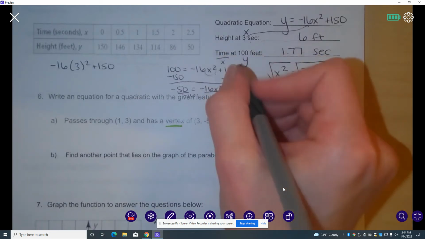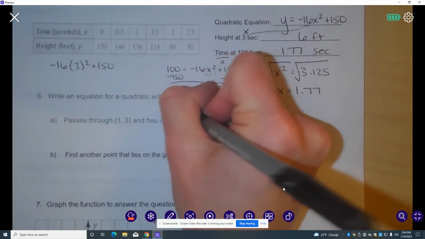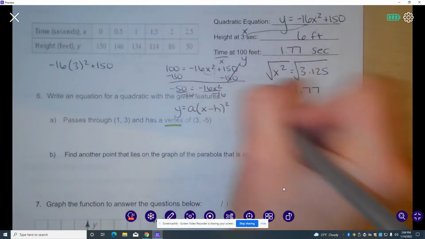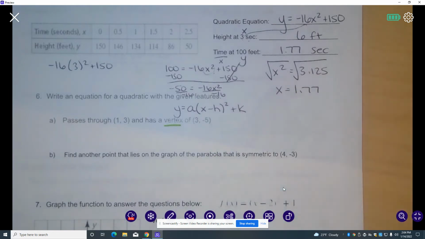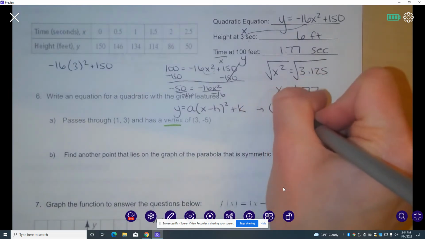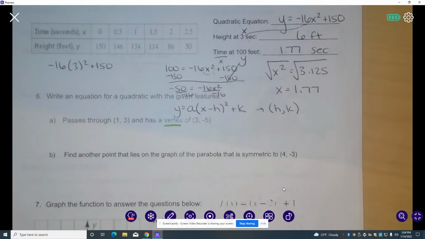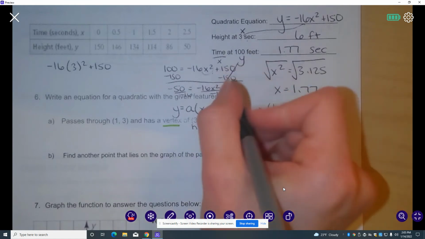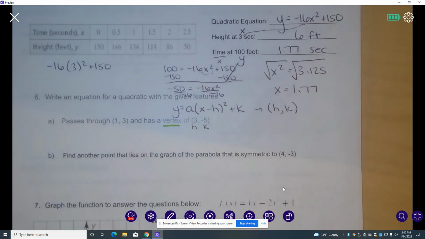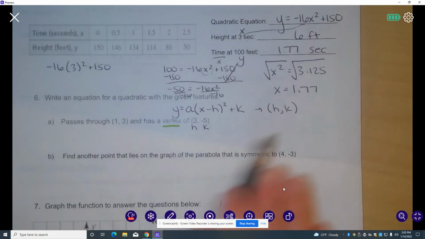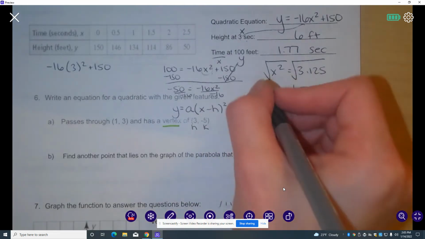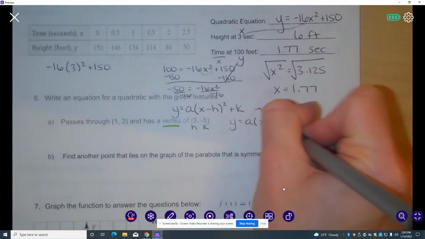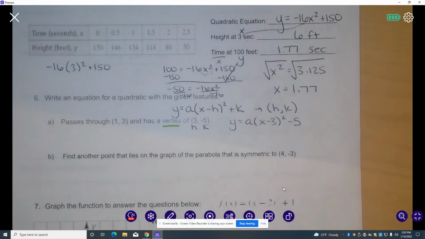This formula will be given to you on the final. Vertex form, remember, is y equals a times x minus h squared plus k. And remember here that (h, k) is your vertex. They give us the vertex, so 3 is h and k is negative 5. I'm going to go ahead and plug that in. So far I have y equals a times x minus 3 squared minus 5.